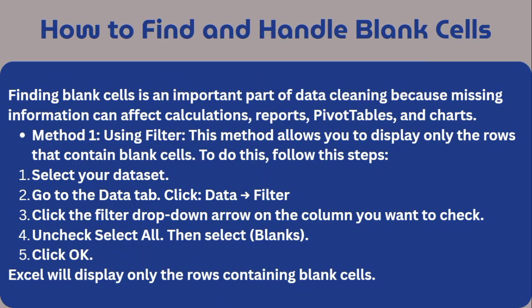So how do we find and handle blank cells? For us to find blank cells, we have two methods. The first method is that we can use filter. This method allows you to display only the records that contain blank cells. To do this, follow these steps. Select your data set, go to the data tab, click filter. Click the filter drop down arrow on the column you want to check, uncheck select all, then select blanks. Click OK. Excel will display only the rows containing blank cells.